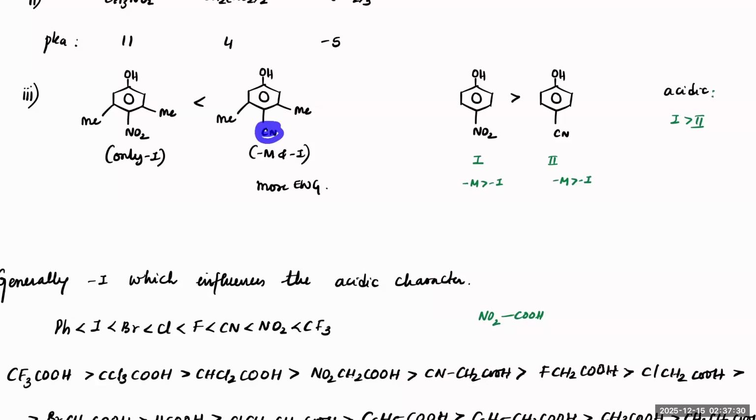While here, cyanide is linear. And because it is linear, it would still show minus M and minus I. But nitro is only showing minus I. Therefore, if it comes to overall electron withdrawing nature, definitely the cyanide part will be more acidic than this one.